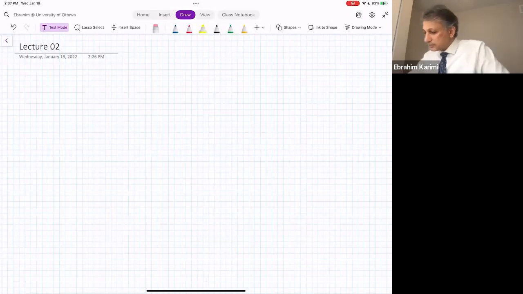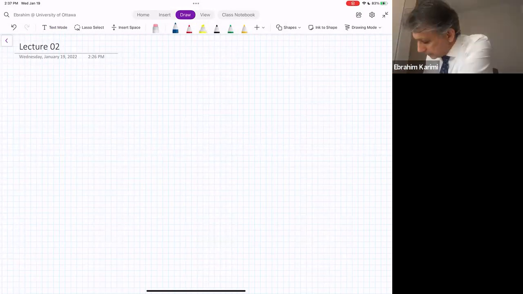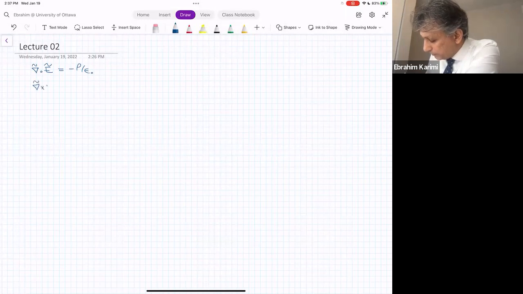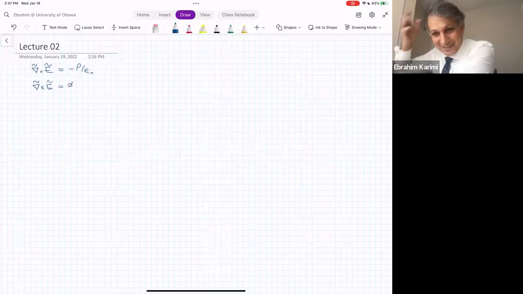Okay, so last time we talked about the electric and magnetic field, and we talked about the charge distribution, and we came to the conclusion that essentially the divergence of the electric field in electrostatics is given by rho divided by epsilon naught. The curl of E is equal to 0.